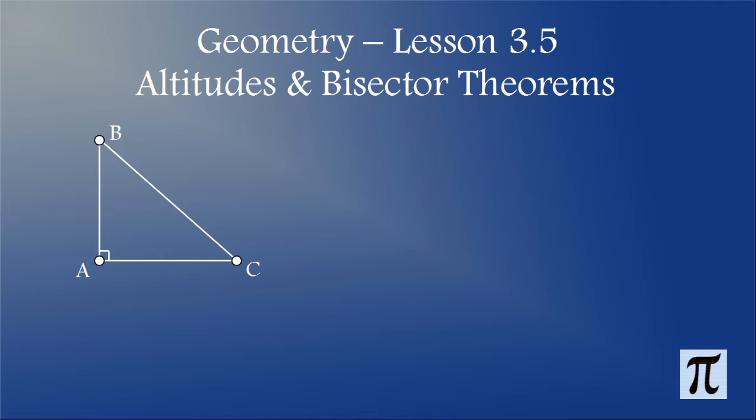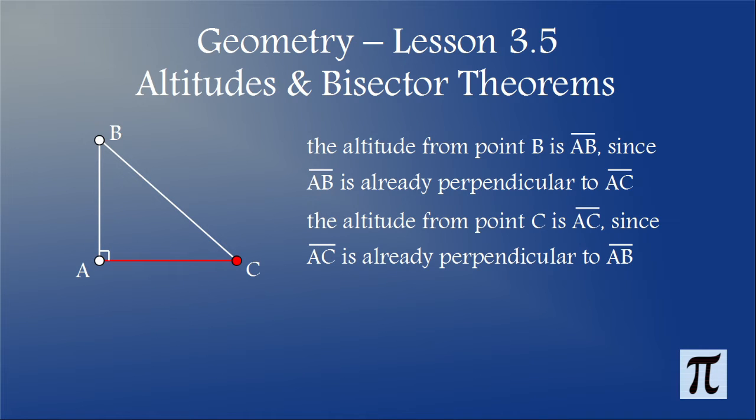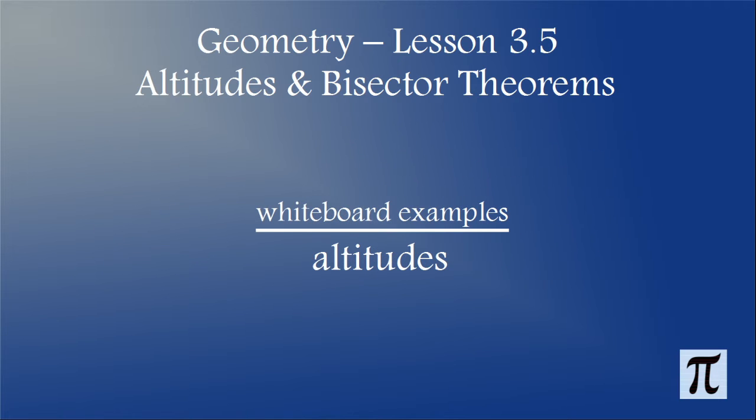What about a right triangle? Let's look at point B. The altitude from point B is AB, since segment AB is already perpendicular to AC. The same is true from point C. The altitude from point C is segment AC, since segment AC is already perpendicular to AB. And finally, we'll look at point A again. This one's a little more straightforward. It's a line from A to X, such that AX is perpendicular to BC. Let's jump over to the whiteboard and do some examples.